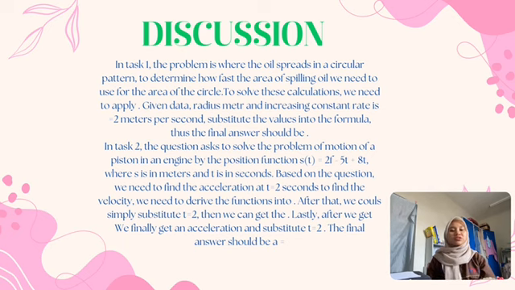In task 2, the question asks us to solve the problem of the motion of a piston in an engine by the position function given, where S is in meters and t is in seconds. Based on the question, we need to find the velocity and the acceleration at t equals 2 seconds. To find the velocity, we need to differentiate the function. After that, we simply substitute t equals 2, thus we can get the answer. Lastly, we can finally get the acceleration by substituting t equals 2.